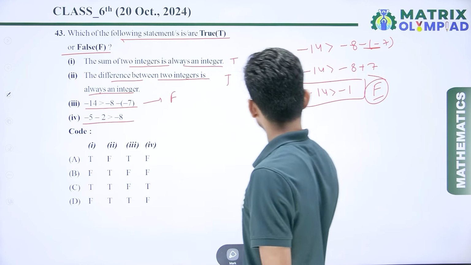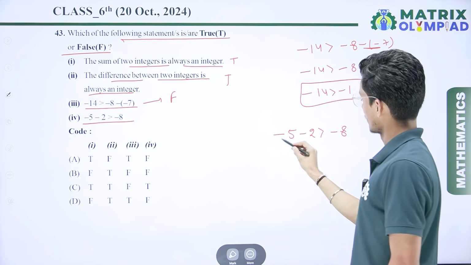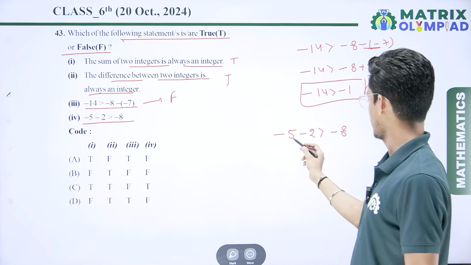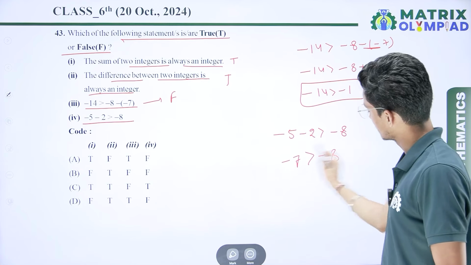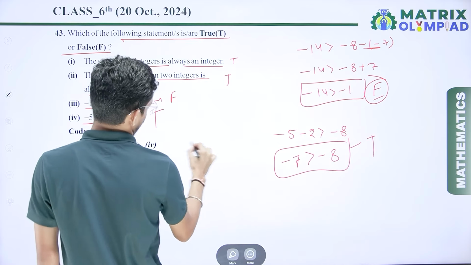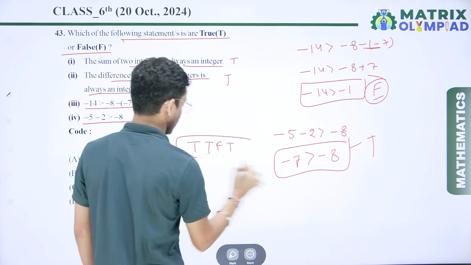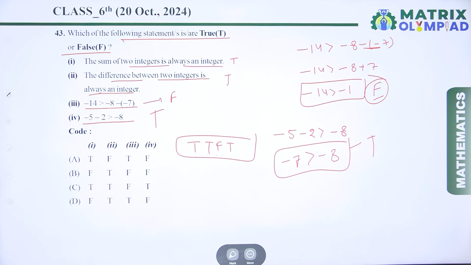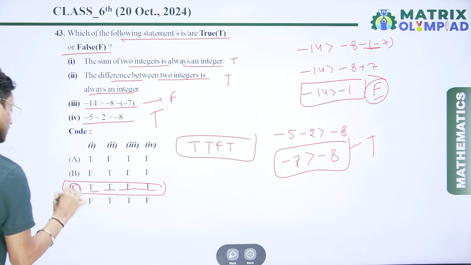If I talk about the fourth one, minus 5 minus 2 is greater than minus 8. Minus minus is plus, so the number we have is 8. 5 plus 2 is 7, and we carry the negative sign, so minus 7. I can say this one is true. So true, true, false, true. TTFT. Check which option is correct. So here option number C is the correct answer.